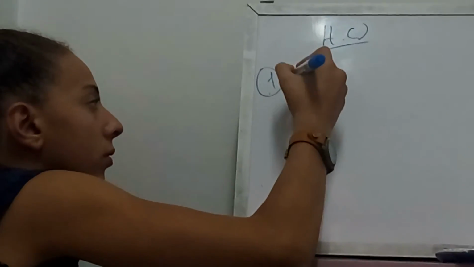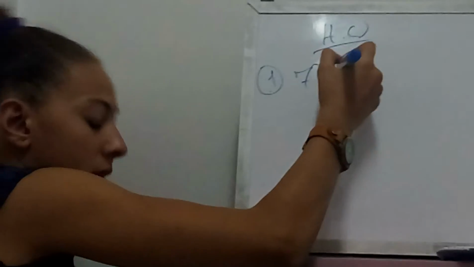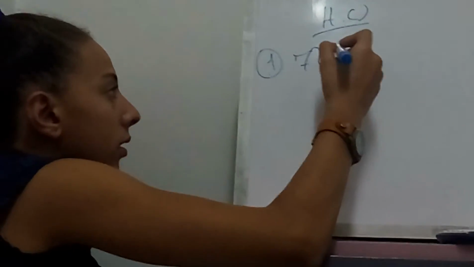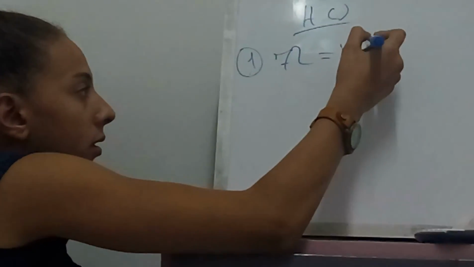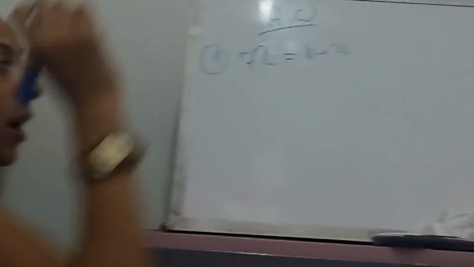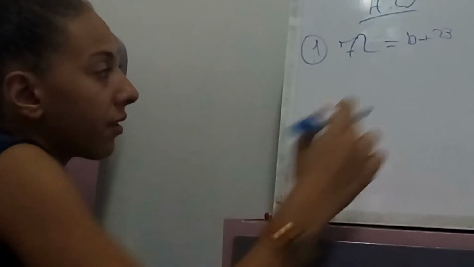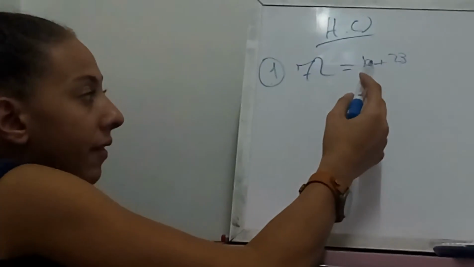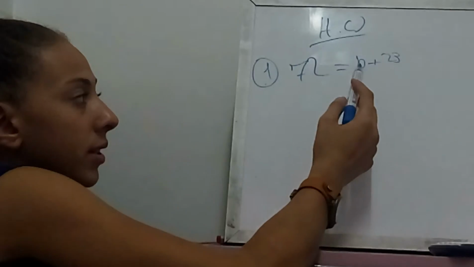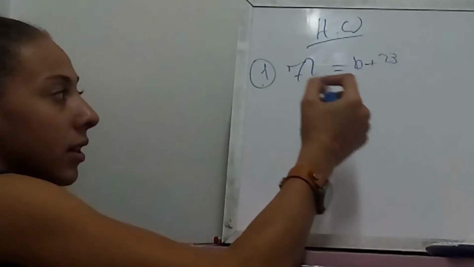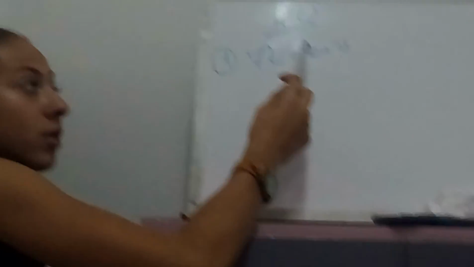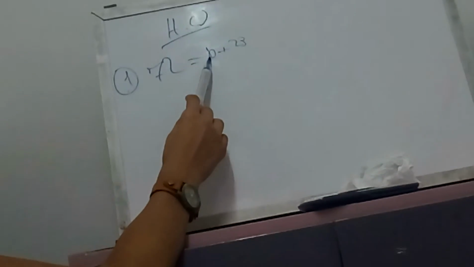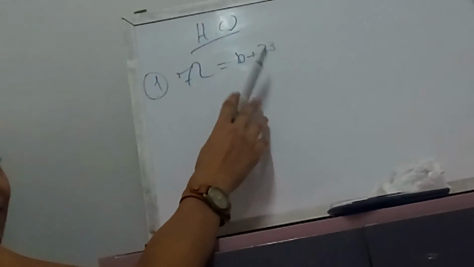72 equals B plus 23. And by the way, it doesn't matter if the variable is on this side or this side of the equal sign. If the variable is here, we do the first step, we take it to the other side. In this question, we don't take the 72 because we said we want to make the variable on its own. So we take what's near to the variable.